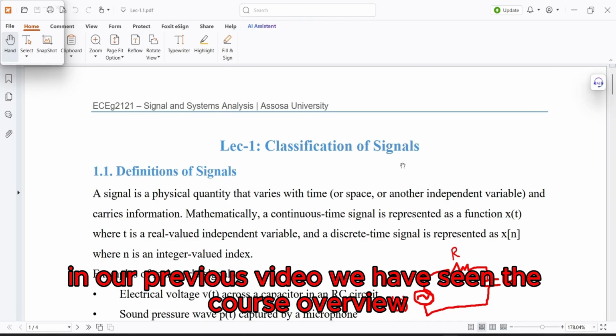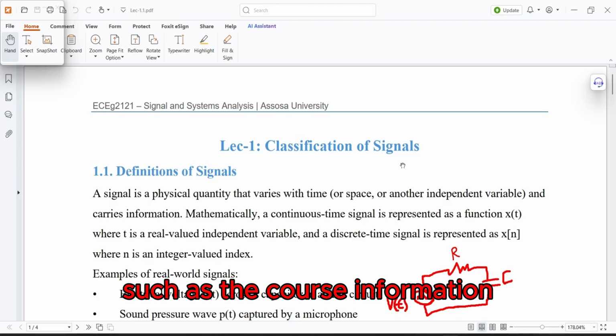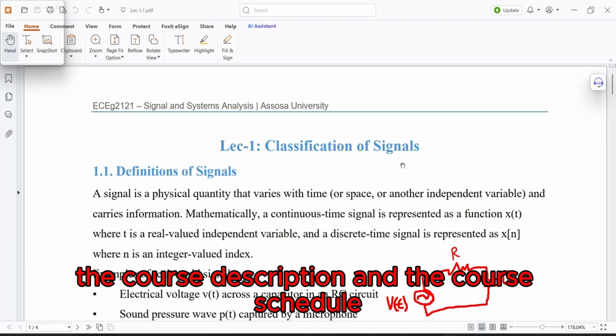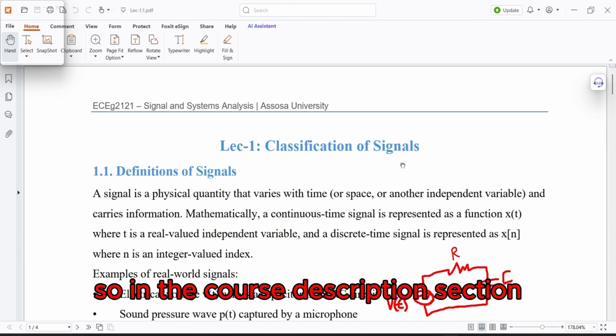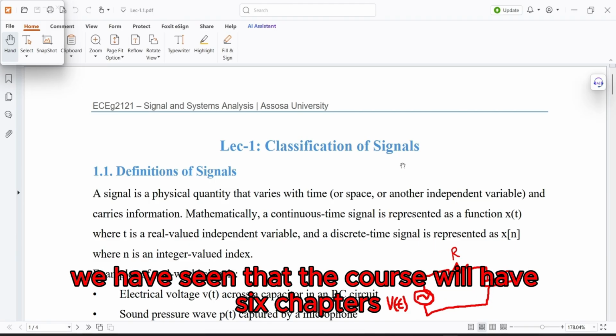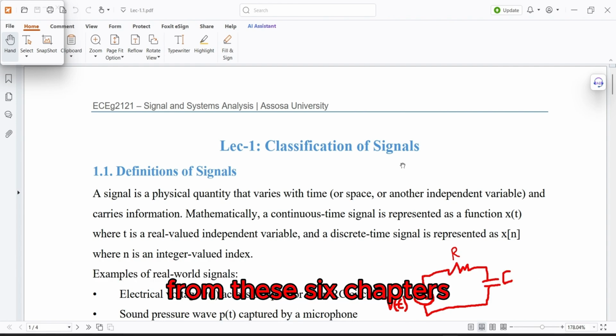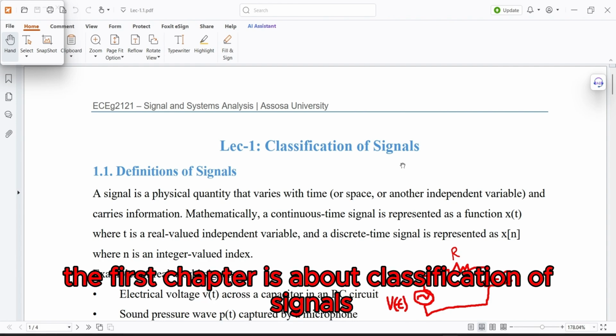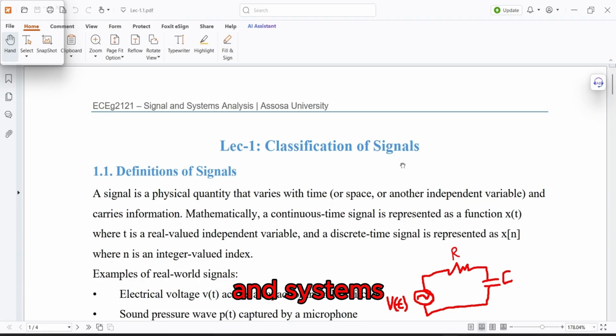In our previous video, we have seen the course overview, such as the course information, the course description, and the course schedule. In the course description section, we have seen that the course will have 6 chapters. From these 6 chapters, the first chapter is about classification of signals and systems.